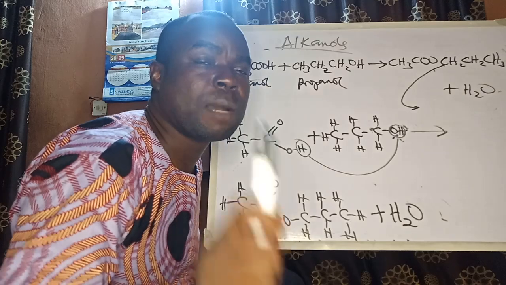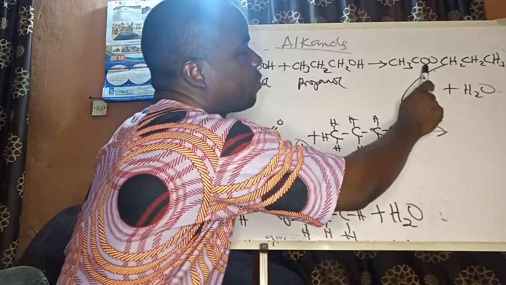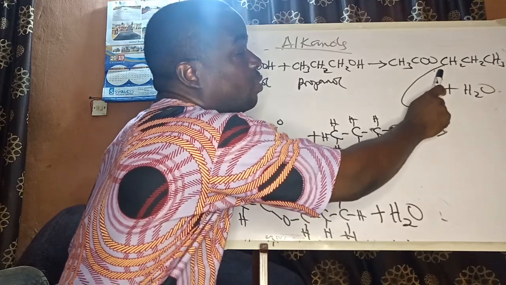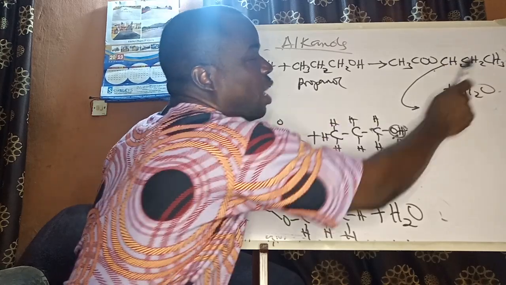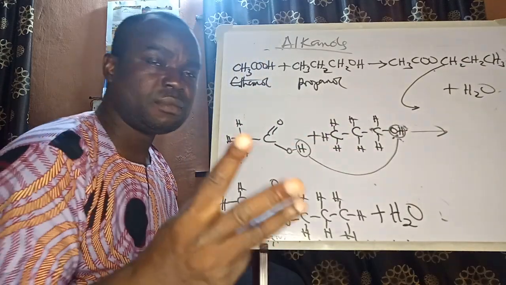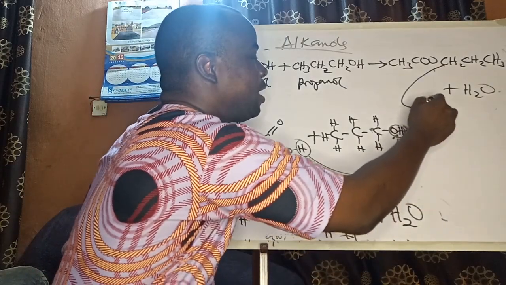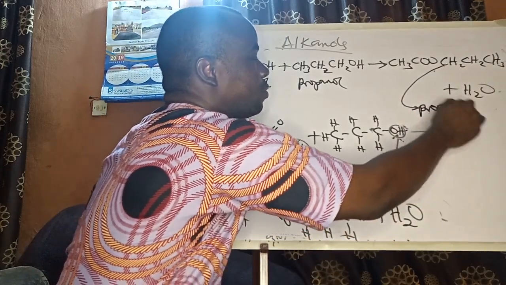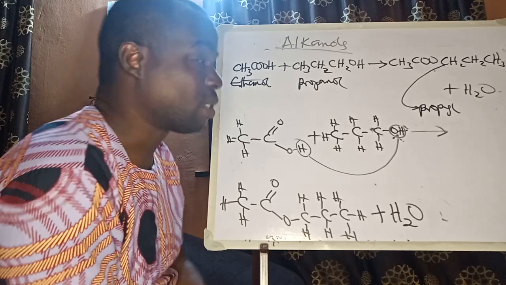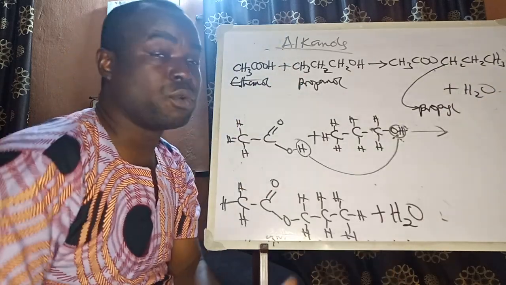Count the carbon atoms after the OO. Let us check. You can see where the OO is. Count the carbon atoms after the OO. I have carbon atom 1, carbon atom 2, carbon atom 3. What is 3? Prop. So you call it propyl, because I have 3 carbon atoms after the OO. Don't look at the hydrogen.